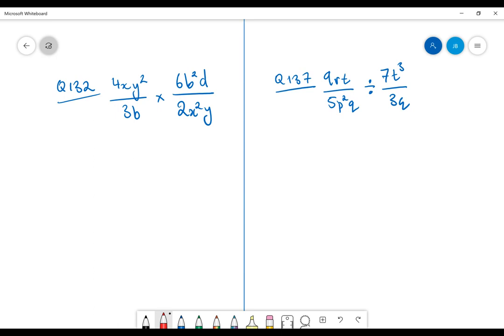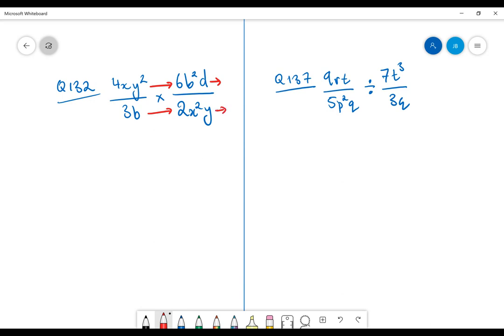In this video, I'm going to look at some more algebraic fractions, this time that they're a little bit more difficult and they involve multiplication and division. Starting with question 132, as you can see, we've got multiplication here with lots of different variables and powers being used. So to remember with our multiplication rules, we multiply our numerators together to give us our new numerator, and then we multiply our denominators together to give us our new denominator.